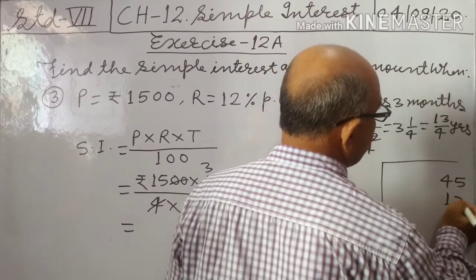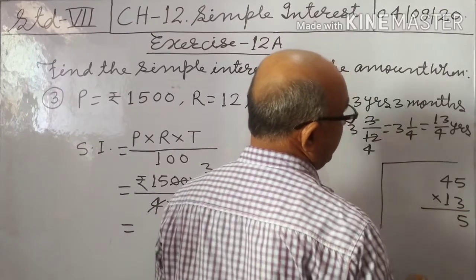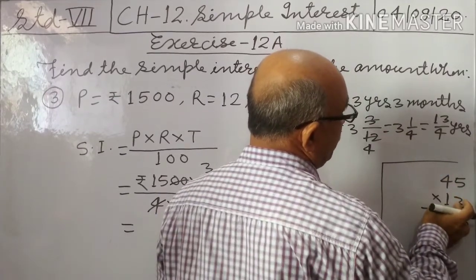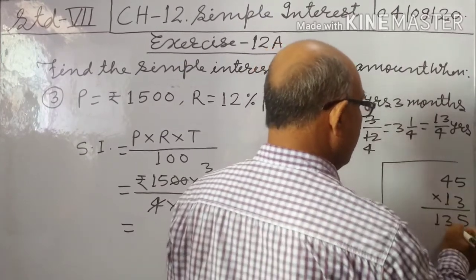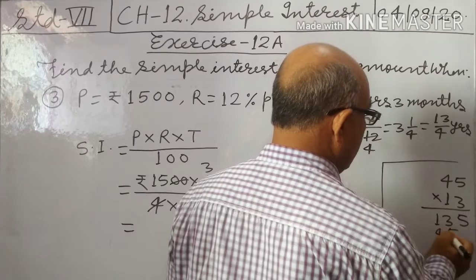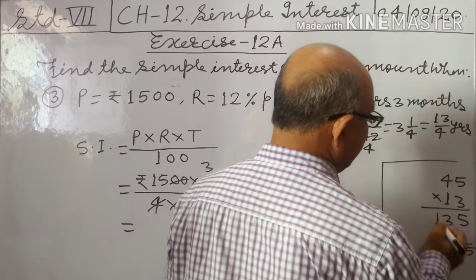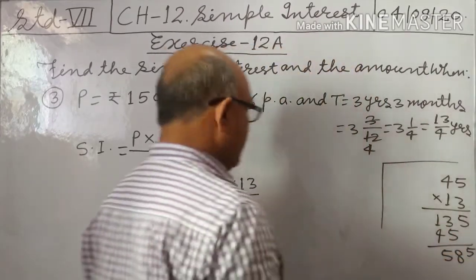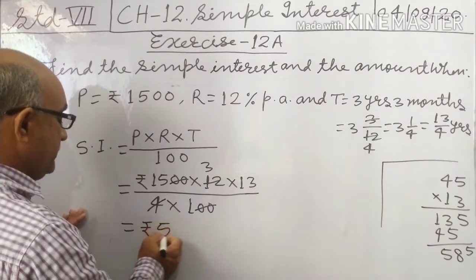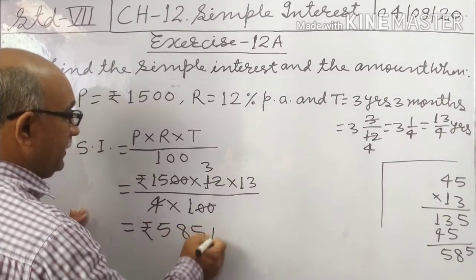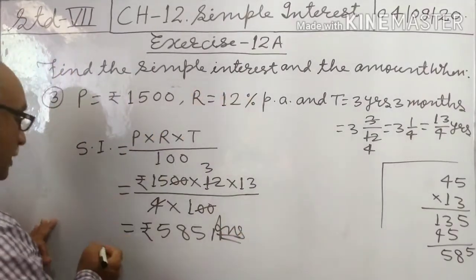Multiply by 13. 5 3 is 15, write 5 carry 1. 4 3 is 12, plus 1 is 13. Now 5 1 is 5, 4 1 is 4. So 5 plus 3 is 8 and 4 plus 1 is 5. Rupees 585. Rupees 585 answer. And second, find the amount.